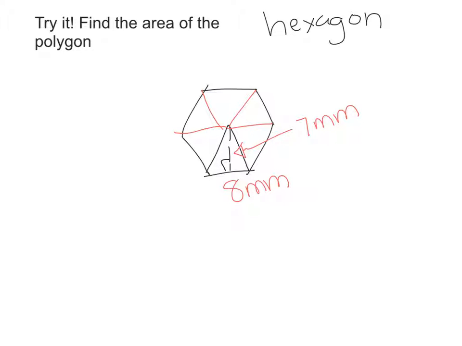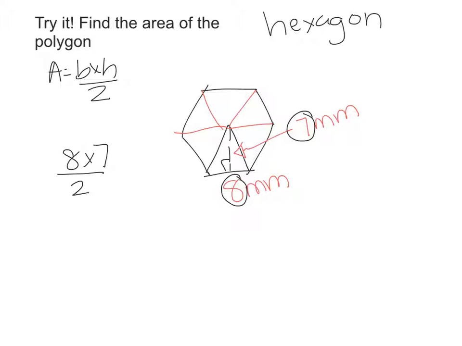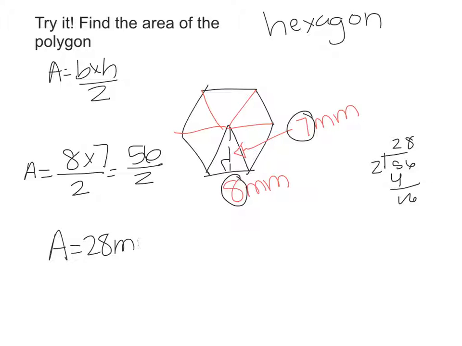Hopefully you remembered your formula. Area for a triangle equals base times height divided by 2. Let's take our base, which is 8, times our height, which is 7, divided by 2, and that will give us our area. 8 times 7 is 56. 56 divided by 2, I don't know that off the top of my head. Let's try it over here. 28, look at that. So our area is 28 millimeters squared per triangle.